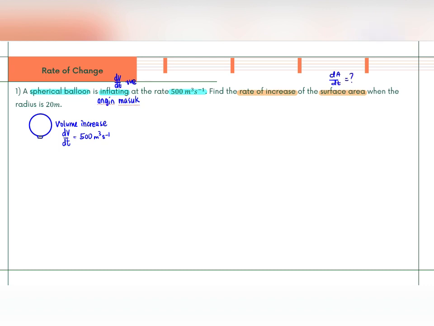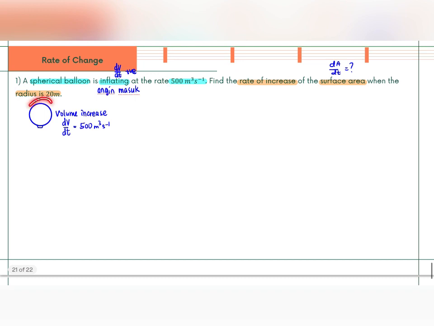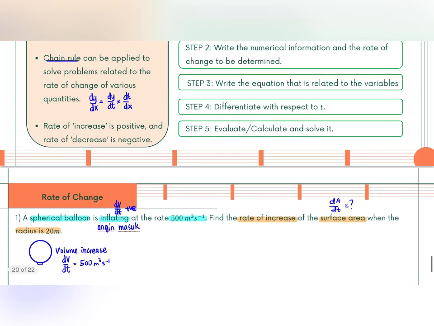When the radius is 20 meter. Okay, so ini adalah equation, info yang diberi dekat soalan. Okay, so now tadi step yang pertama adalah lukis, betul tak? So saya dah lukis diagram. And then step yang kedua adalah write the numerical information.